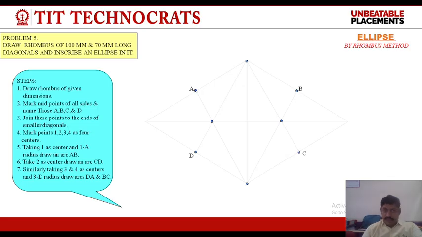This method is also used in the last topic, isometric projection, with the name of 4-center method. There we can draw a circle like an ellipse with the help of this method. Taking 1 as the center, 1A radius, draw an arc AB, take 2 as the center, draw an arc CD. Similarly, taking 3 and 4 as centers and 3D radius, draw arcs DA and BC.